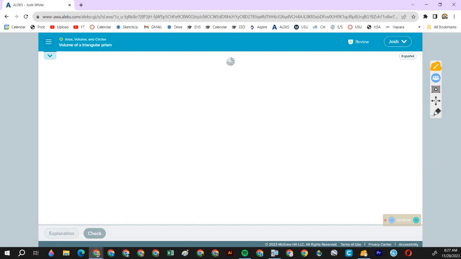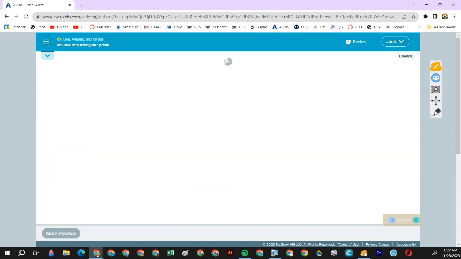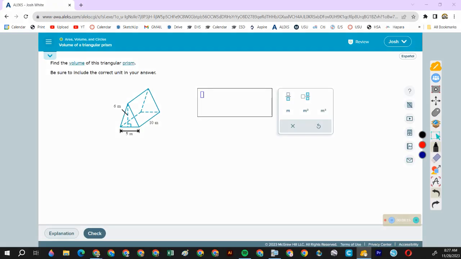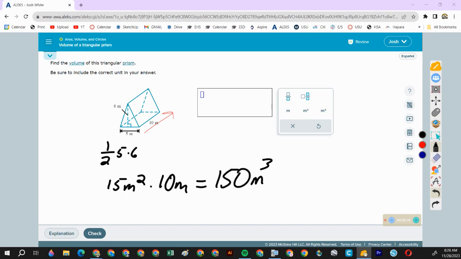Okay, let's do another one of those. So the area of the triangle is going to be 1/2 times 5 times 6. So that is 15 meters squared. And then I multiply that by 10. And I get 150 meters cubed.